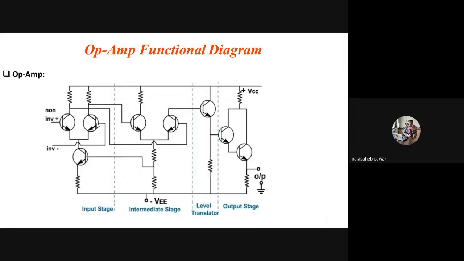Now the balanced output means what? The output of this differential amplifier is taken from the collectors of both transistors. See, from the first transistor that output is taken out from here, from the second transistor that output is taken out from here, right? So how many output terminals are there? Again two.